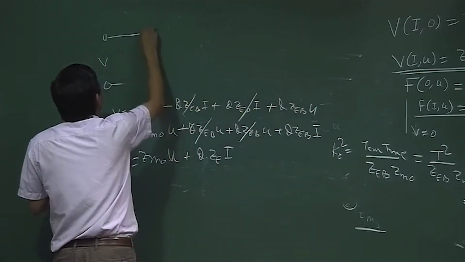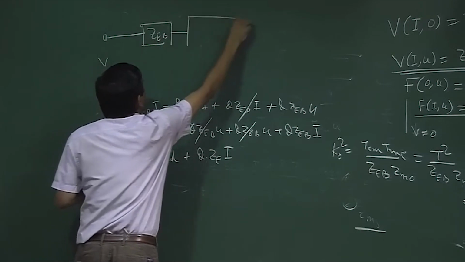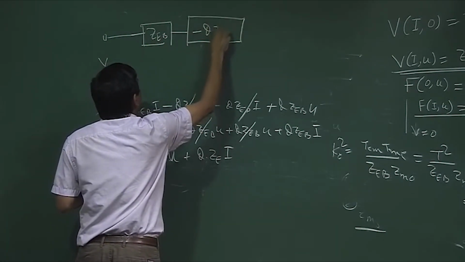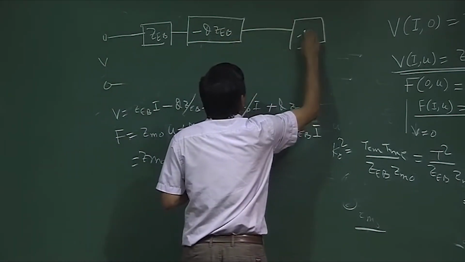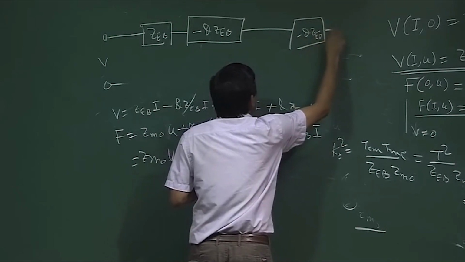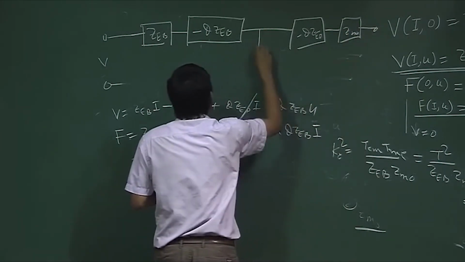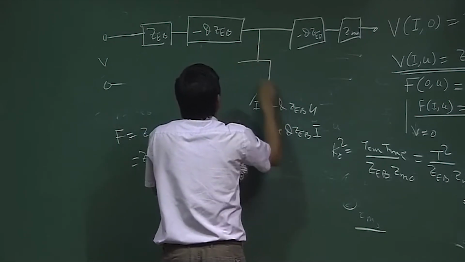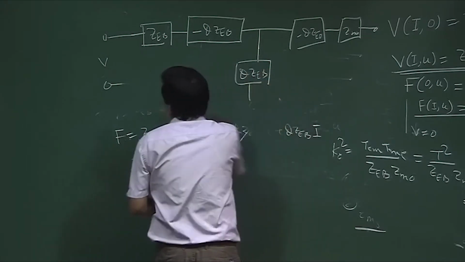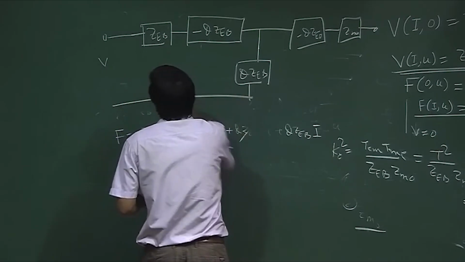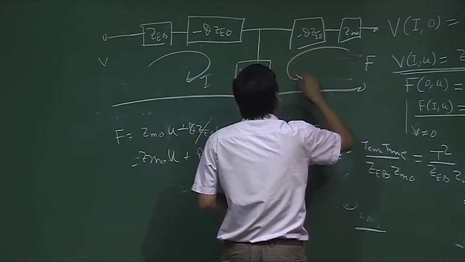V, there will be a ZdB, there will be a negative impedance minus phi ZdB, then here minus phi ZdB, ZMO, and at the terminal here I put an impedance phi ZdB. Then I apply a voltage V here, current I will be flowing, and I apply a force F here, particle velocity U will be flowing.